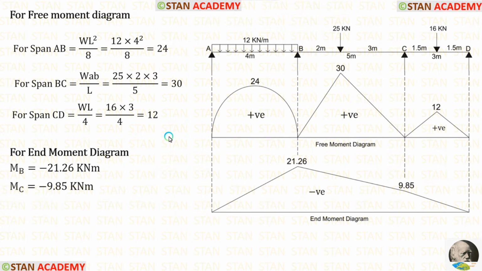Now we are going to draw the bending moment diagram. For making the bending moment diagram, first we have to make the free moment diagram, then end moment diagram. Finally, we have to combine both of these diagrams to get the bending moment diagram. To make the free moment diagram, we have to assume every span as a separate simply supported beam and calculate the moments. In this analysis, we have already calculated the ordinates. Using them, we can draw the diagram.